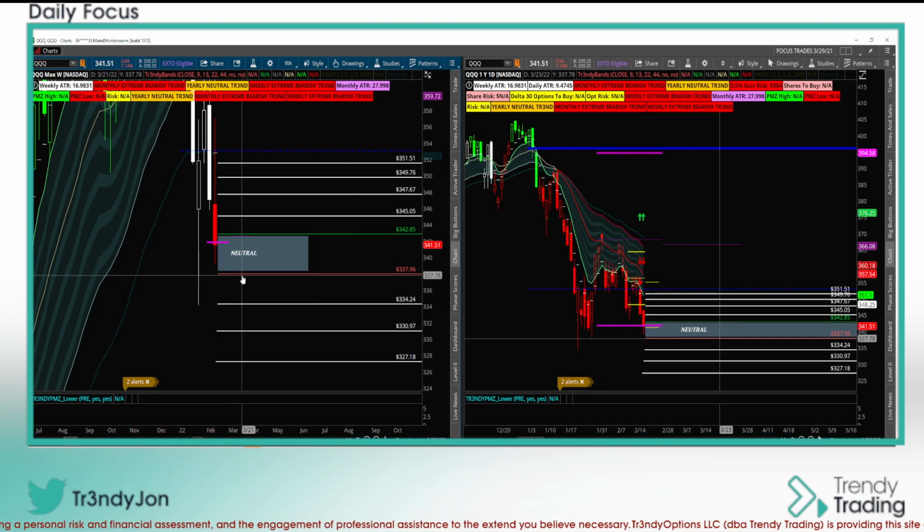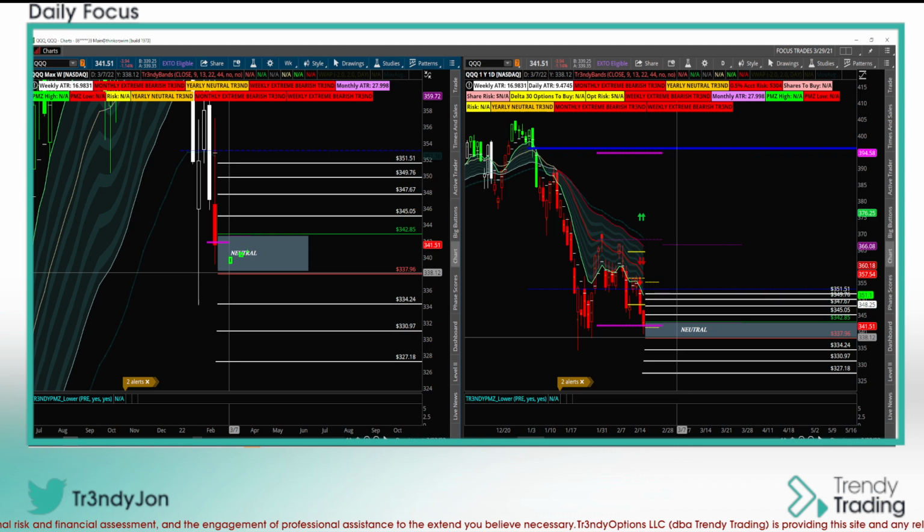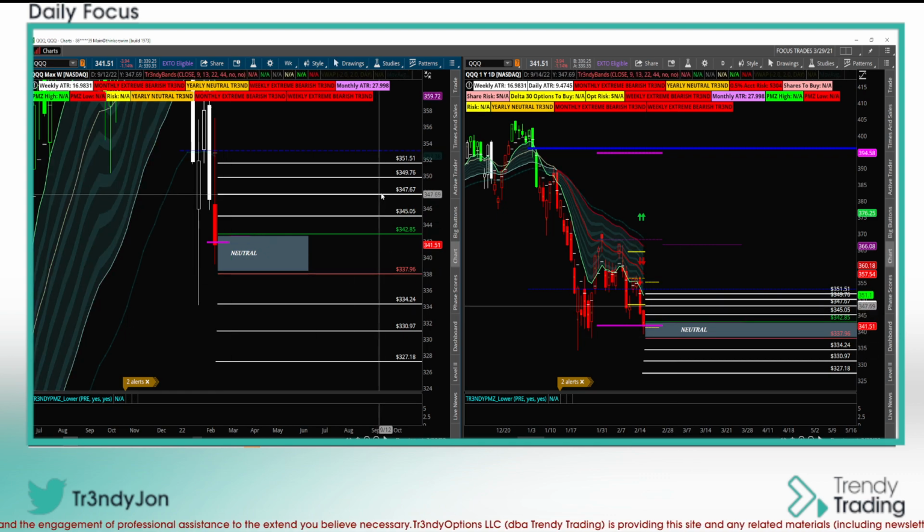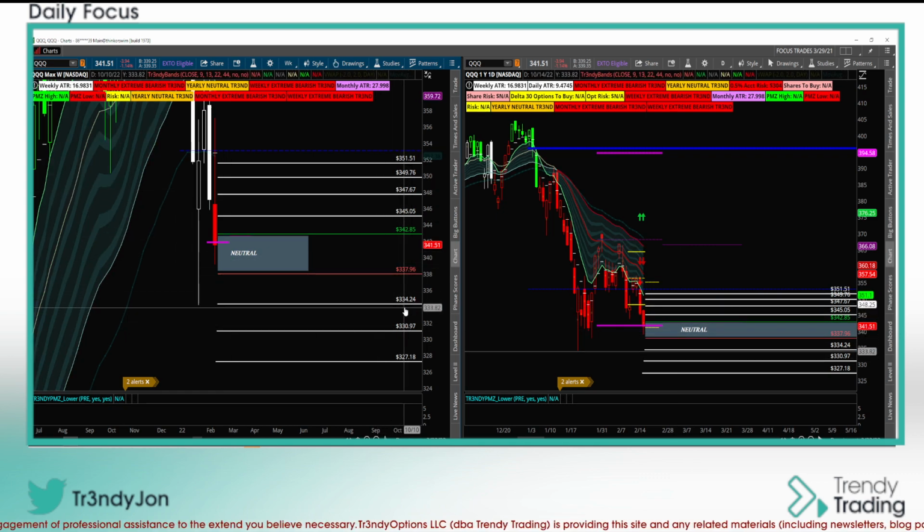Let's say that we just open up in the neutral and we steadily make our climb. Then of course I would be looking to go long over the green line. Notice the targets here to the upside and downside.